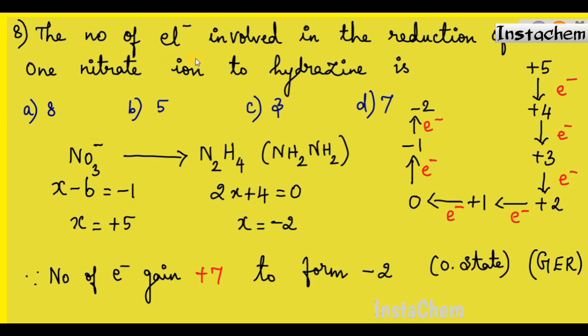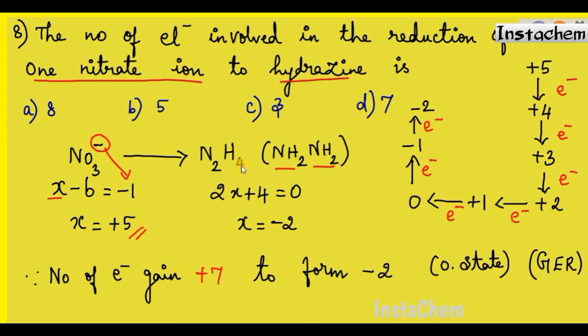The last question, the number of electrons involved in the reduction of one nitrate ion into hydrazine. So we know the formula for nitrate as well as hydrazine, in order to solve this. Let's take nitrate as NO3 minus. What is hydrazine? It is 2 nitrogen and 4 hydrogen. We will usually write NH2 bond NH2. In NO3 minus, the nitrogen we don't know, so let's take x. For oxygen minus 2, 3 times, so minus 6, that is equal to the charge on the nitrate ion, minus 1. You will get the answer plus 5.